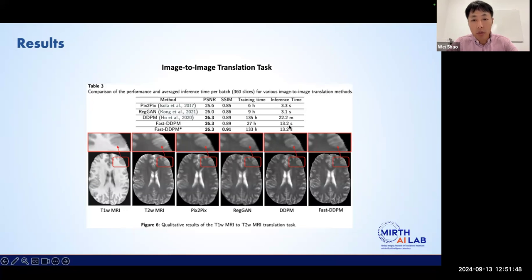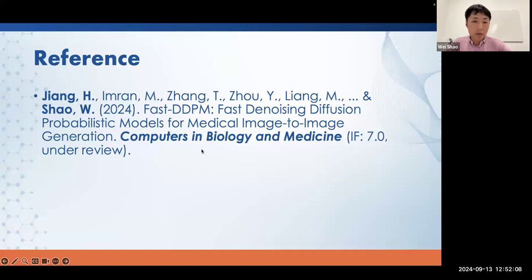Meanwhile, for inference time, the traditional DDPM takes about 22 minutes to do the image-to-image translation for one image volume. Our model only takes 13 seconds. So it's much faster than the traditional DDPM, and meanwhile it's more accurate. This paper is currently under review in the journal Computers in Biology and Medicine.